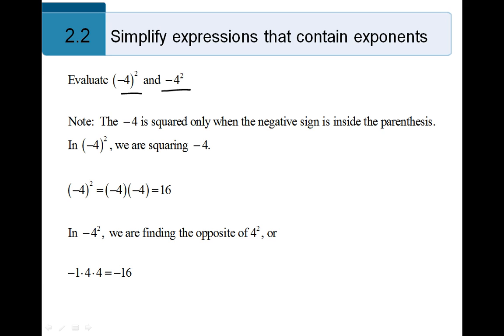So if we expand this, negative 4 squared would equal negative 4 times negative 4, which equals positive 16. In this example here, we are finding the opposite of 4 squared. Or you could think of it as being a negative 1 times 4 times 4, which would equal negative 16.